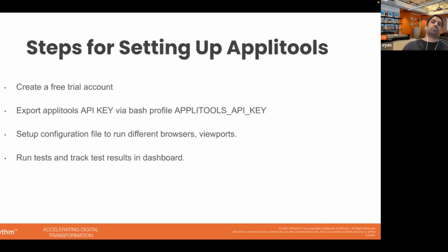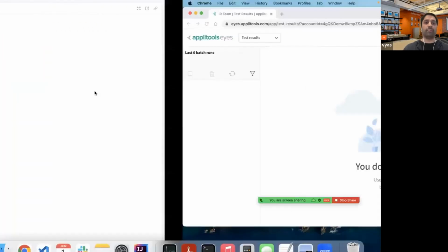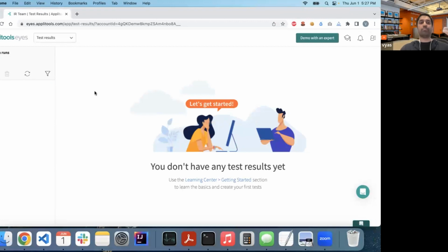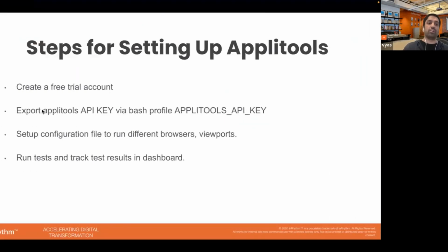So these are the steps we'll be doing to make sure that you have Applitools running on your local machine. The first thing, which is pretty easy and straightforward, is creating a free trial account. Once you do the sign up flow, you would see something like this. So this is ice.applitools.com. Once you create a free trial account, you should see this window here.